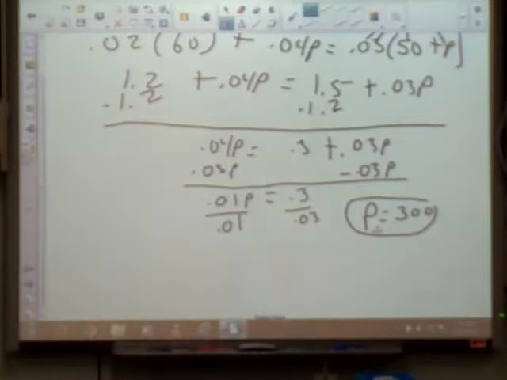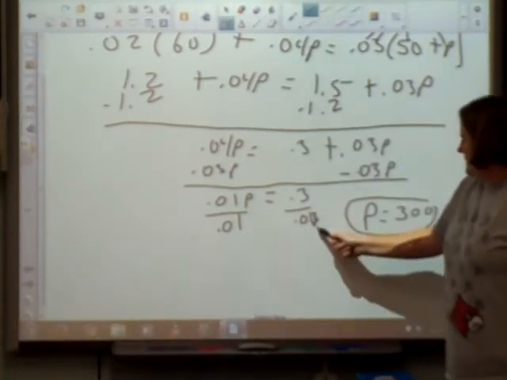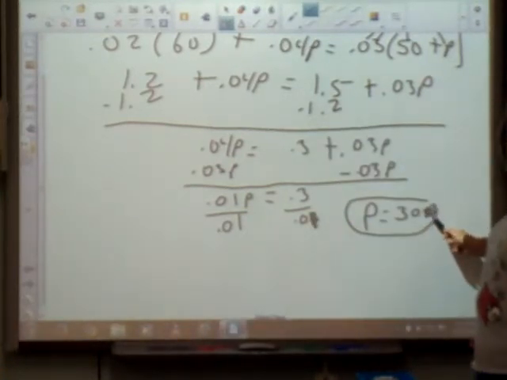Yes, I wrote that wrong. This is divided by 0.01. So that brings it to just 30. But still that blue first period.